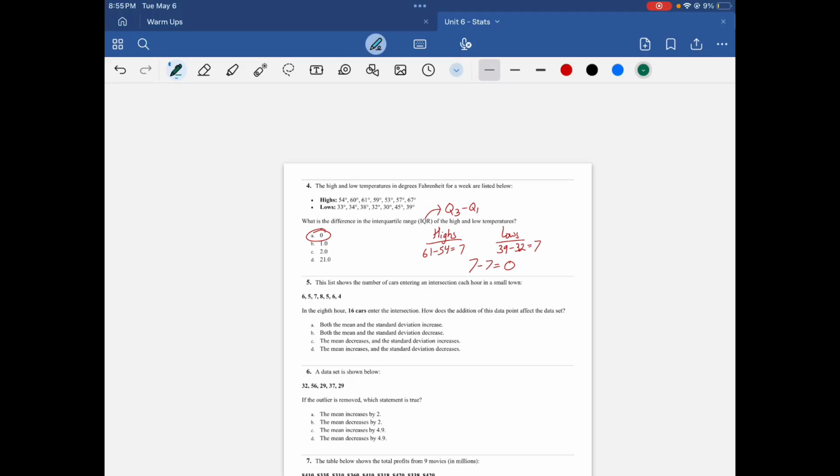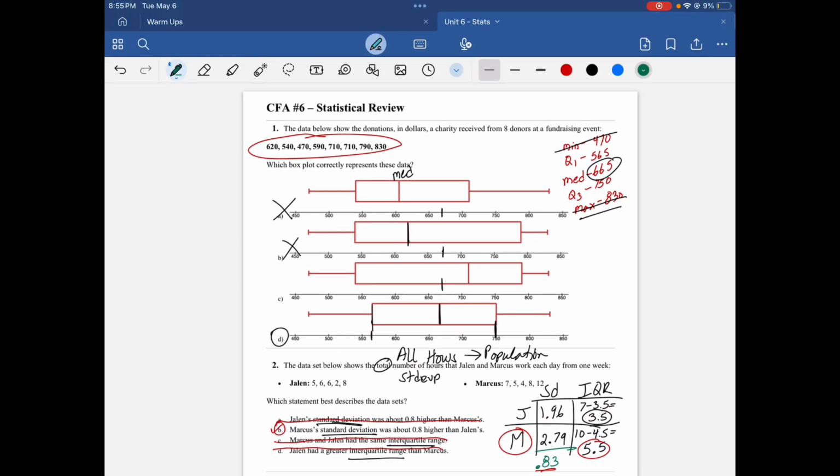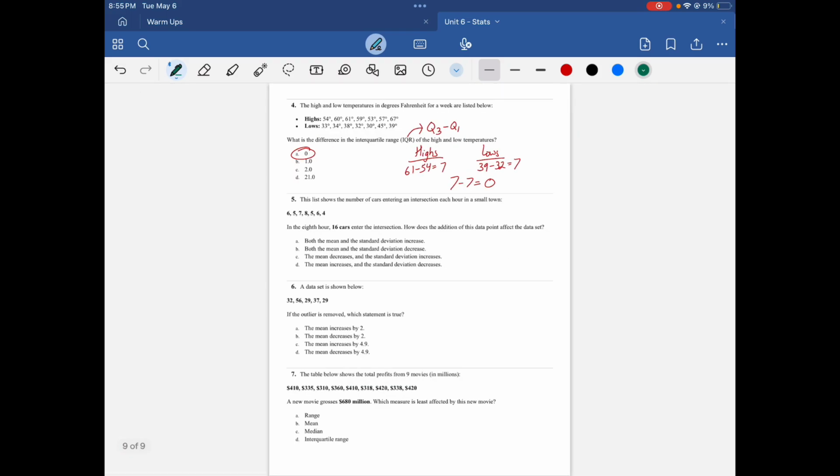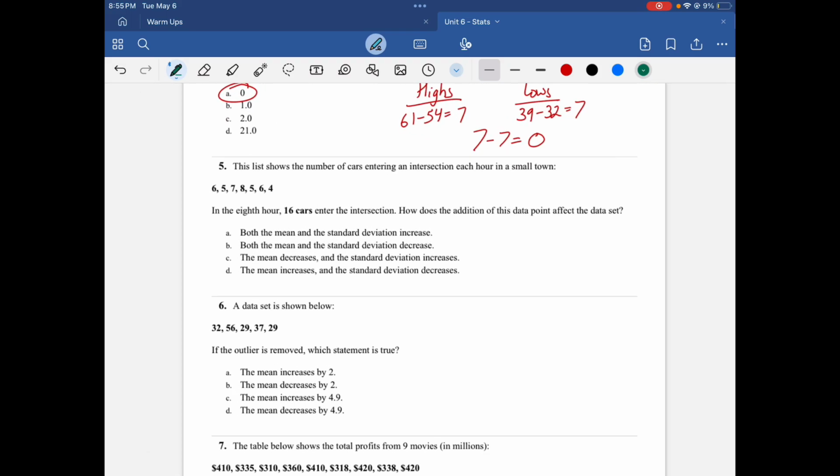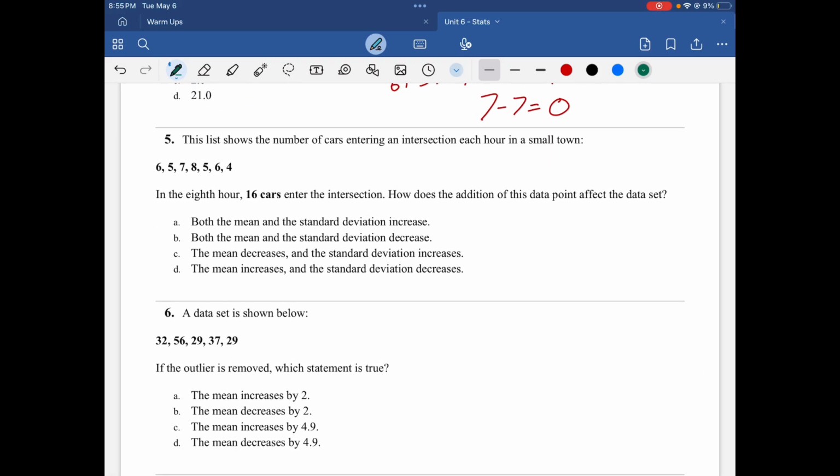Everybody, so we are going to finish our CFA number 6, the stats review. We already did 1 through 4, now we have 5 through 7, and that is going to be it.